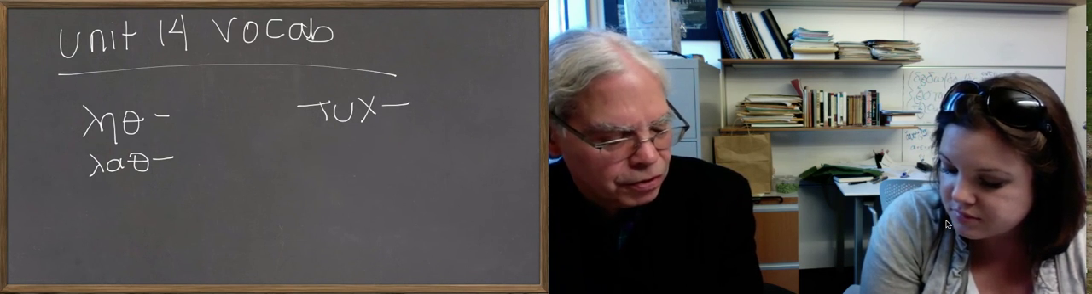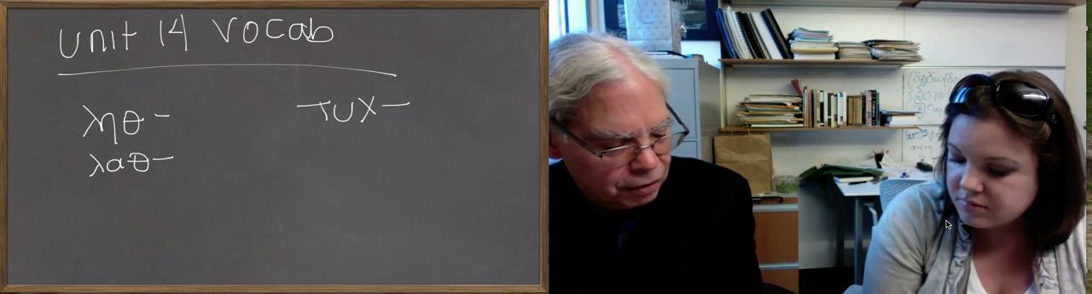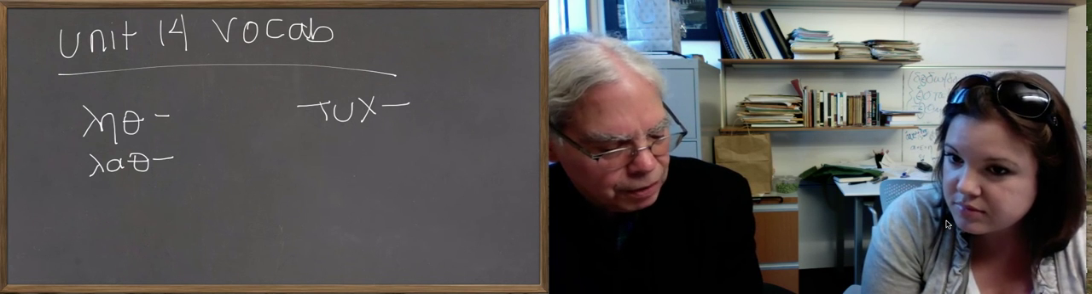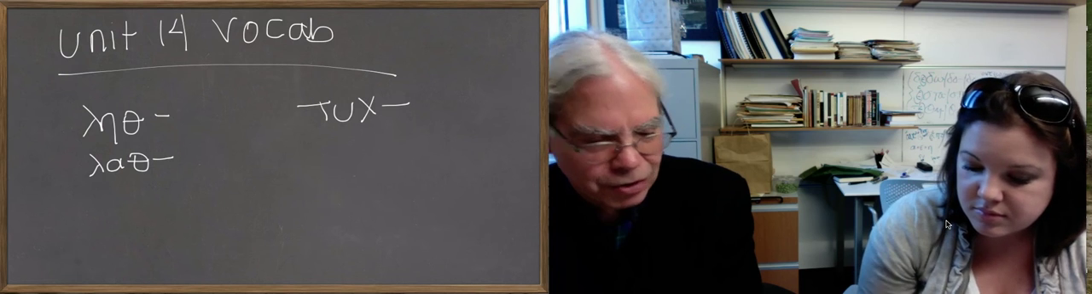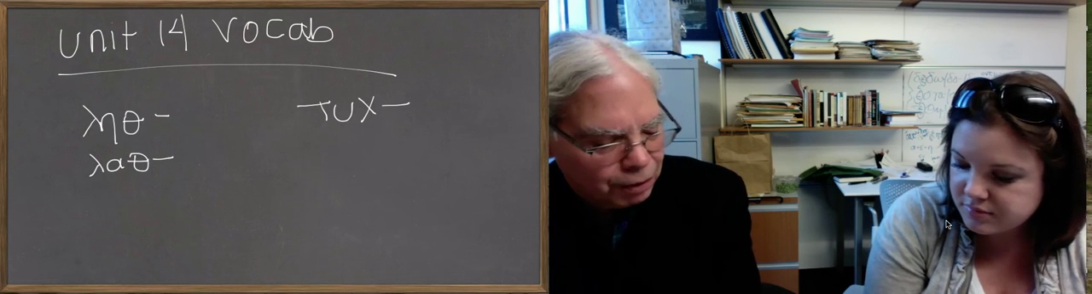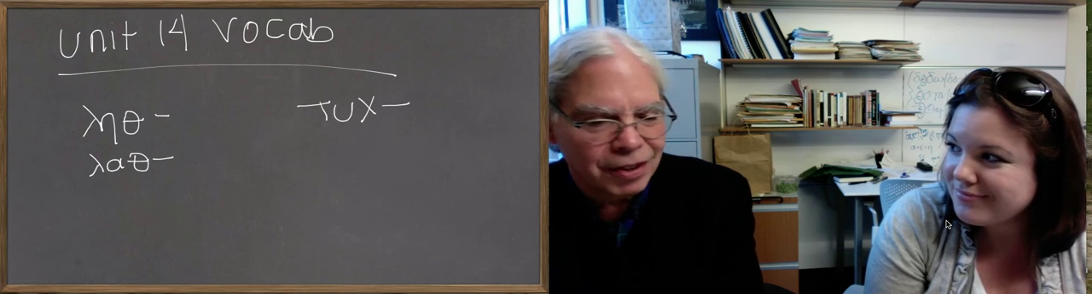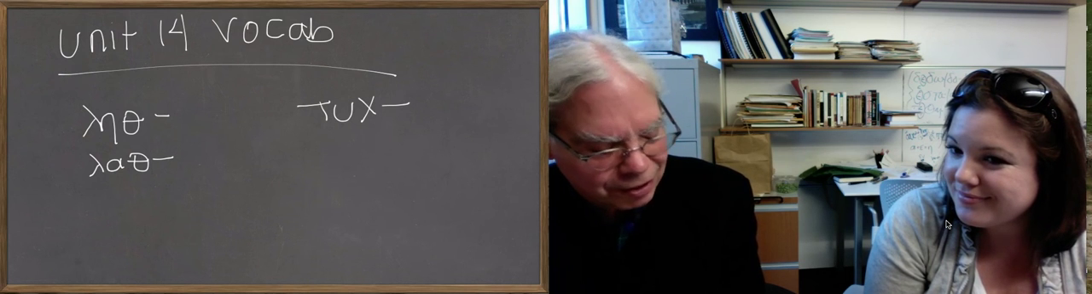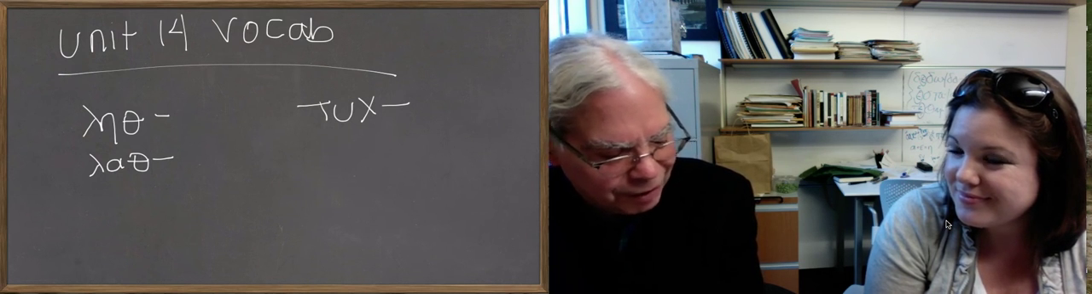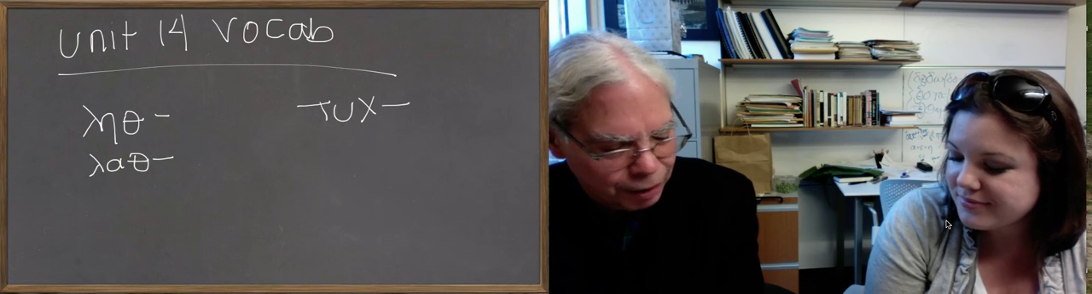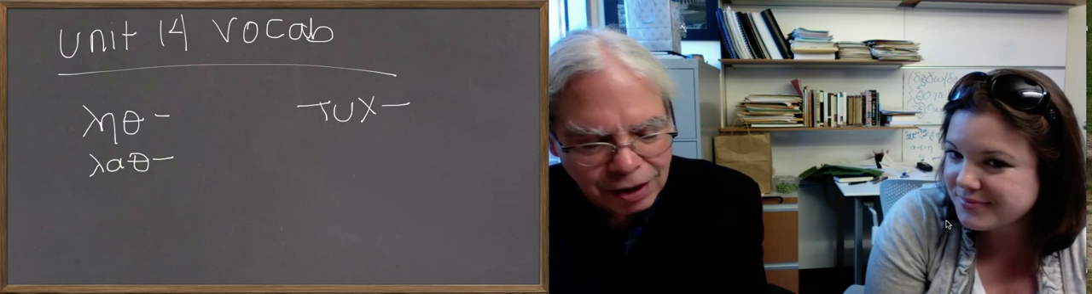There's the noun stasis. This is the root noun from the verb histeme. It should mean standing or standing still. But what it means is civil war, in Greek city states. So it's complicated to explain, and maybe in class we can talk about this. I don't want to take too much time.